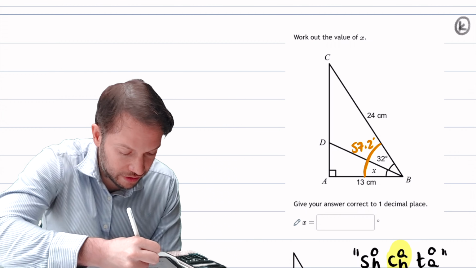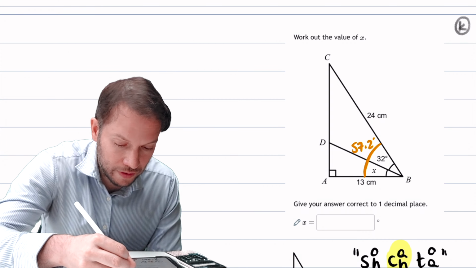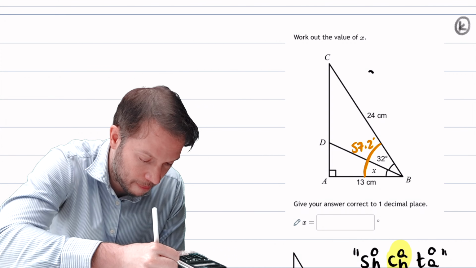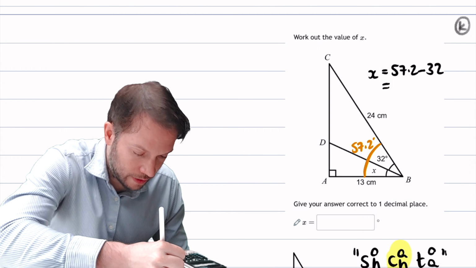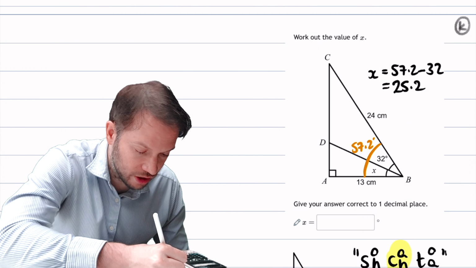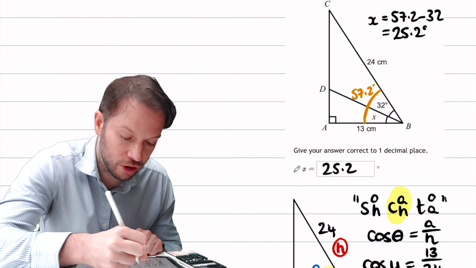And you can see, because the x plus the 32 is 57.2, I can just do 57.2 minus the 32, and that is 25.2 degrees. So that's the final answer. X is 25.2 degrees.